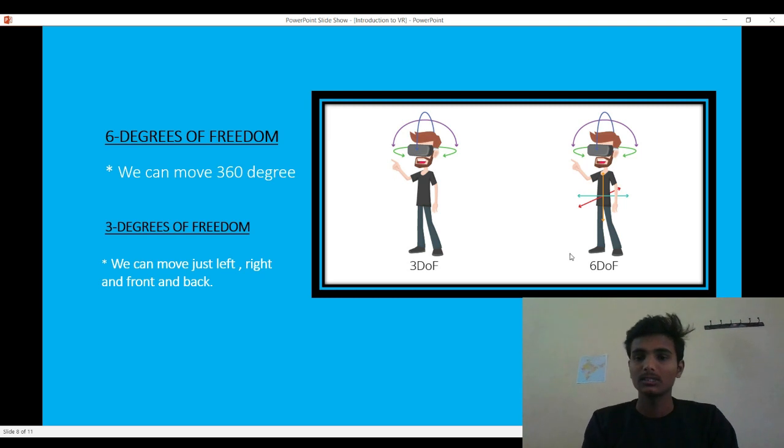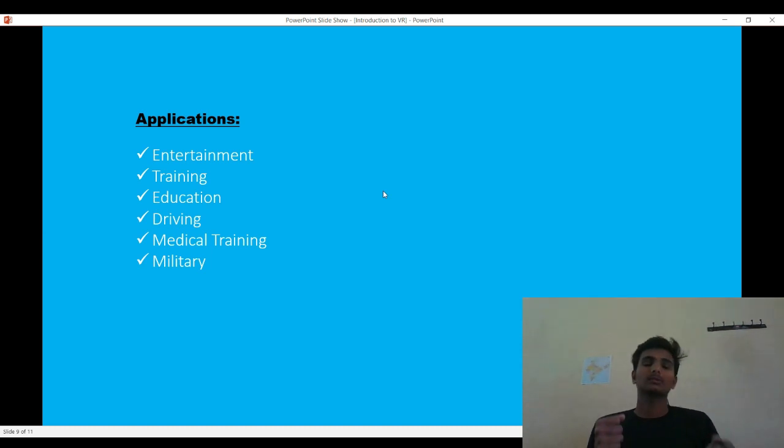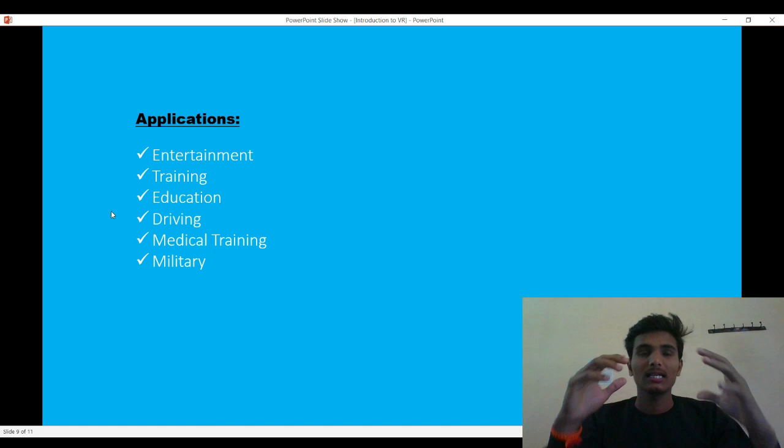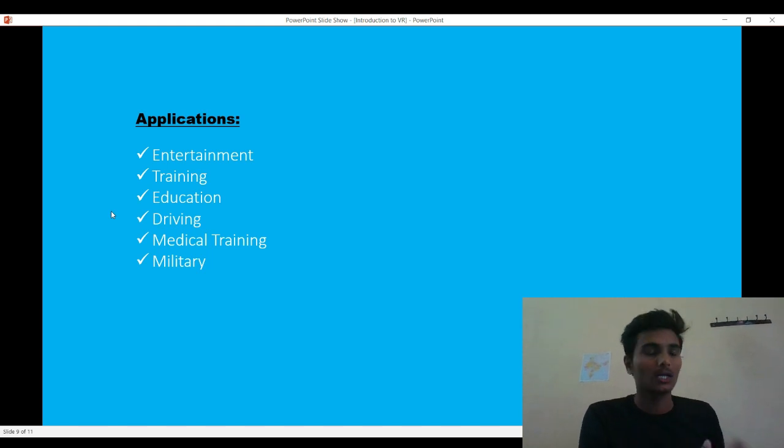Here is an amazing example of 3 degrees of freedom and 6 degrees of freedom. Okay, and what are the applications? In entertainment, like when we play cricket or sit on a roller coaster and enjoy it a lot, I think all of you have seen these entertainment things. In training, a simple trainee in a hospital doesn't know how to treat patients, how to be taught, and how to experience all these things, but he wants to learn all those things, like doctors do.